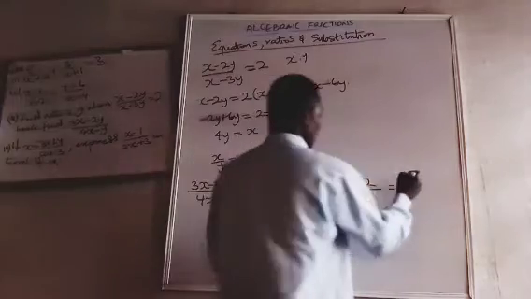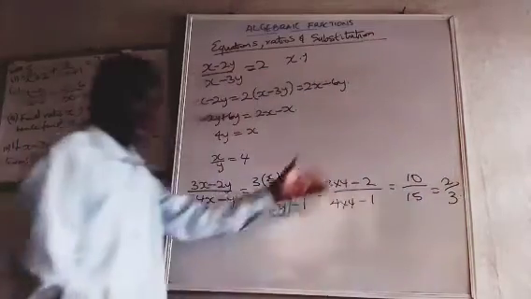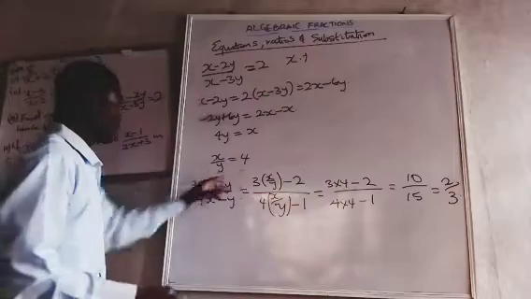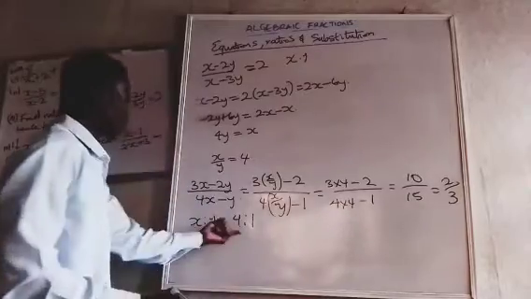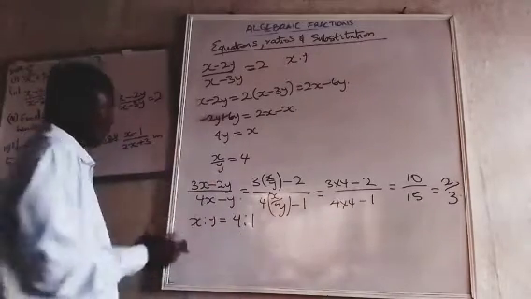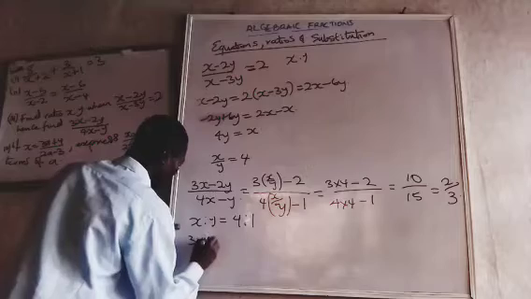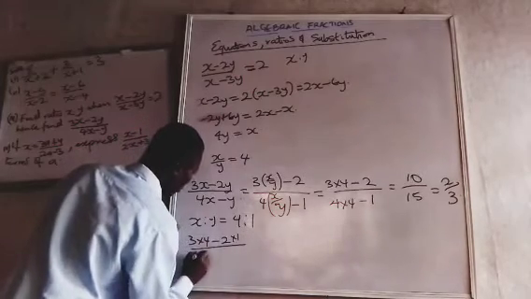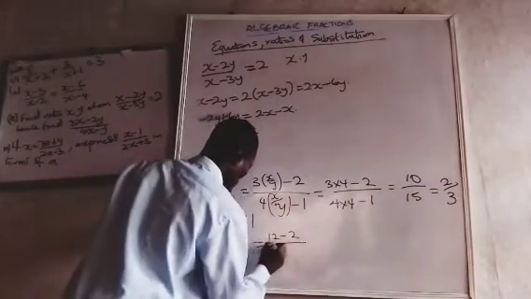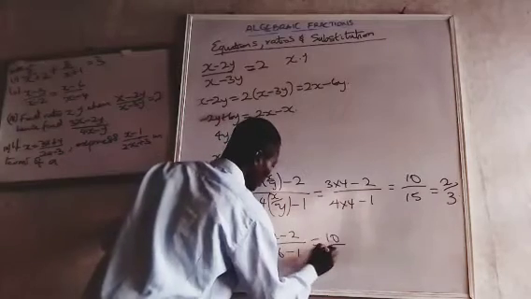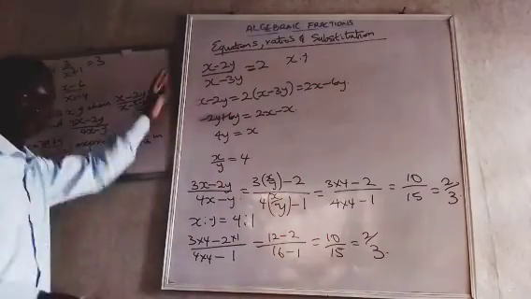That's going to give me 12 minus 2, that's 10. 4 times 4 is 16 minus 1, that's 15. That's 2 over 3. You can also just input, since you know that X to Y is equal to 4 to 1. Just input 4 for X and 1 for Y, and you get the answer. Let's see what we have here. So I can just say 3 times 4 minus 2 times 1 over 4 times 4 minus 1 is equal to 12 minus 2 over 16 minus 1. So you can see, it's very simple and straightforward. Don't let anything threaten you.